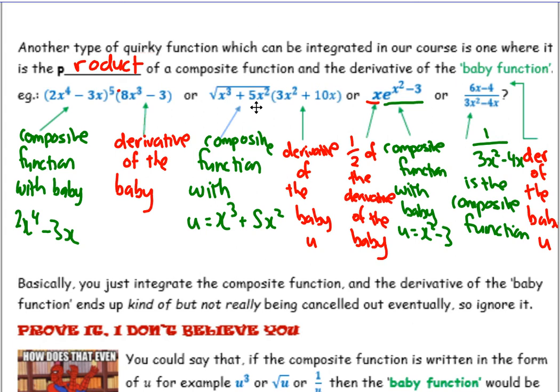Oh, it looks like she understands. I understand. This is fun. It takes a bit of cognitive demand and stuff. So a lot of the work was just identifying that these are special types of functions that we're about to learn the technique for how to integrate.